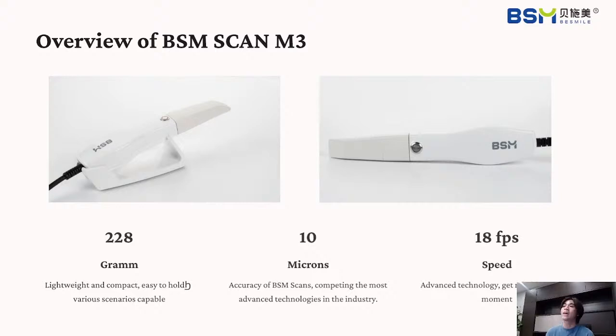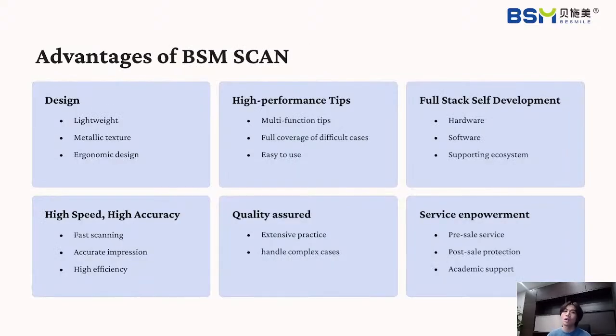Also the parameters here. Firstly is the weight. It weighs only 228 grams. It's very lightweight and compact. It's easy to hold, and it can be used in various scenarios. The accuracy is 10 microns, which is among the most advanced technology in the industry. And the scanning speed is 18 frames per second, which enables you to get a reliable result in small moments.